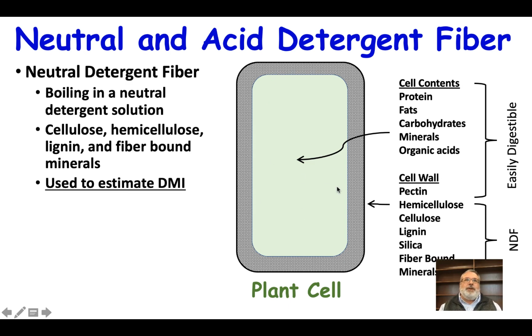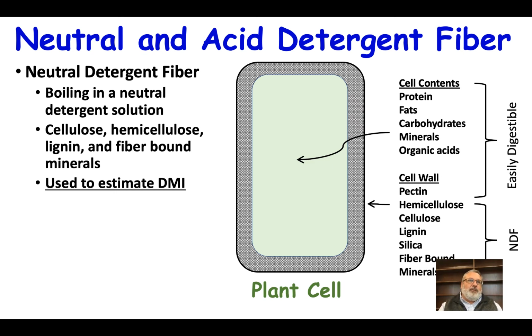So the first thing we do with this forage material is that we boil it in neutral detergent solution. And that gets rid of all these highly digestible cell contents and then the pectin in the cell wall. So that leaves us with what we call our neutral detergent fiber, which is made up of hemicellulose, cellulose, lignin, silica, fiber-bound minerals, and so on.